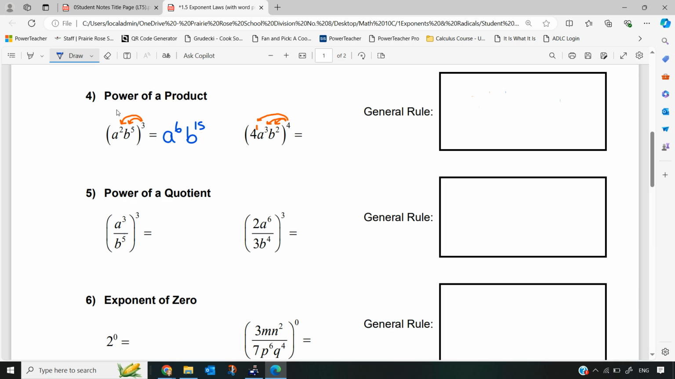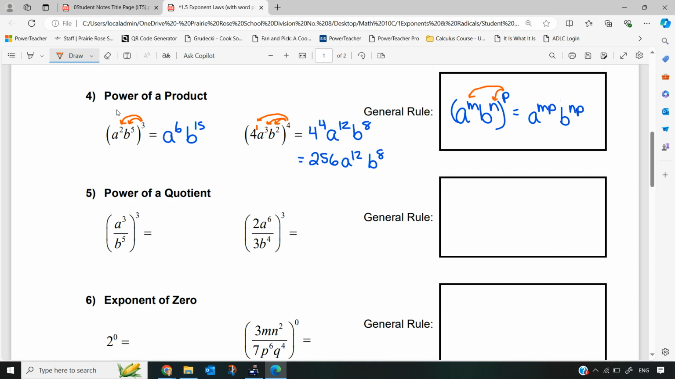So that would give us 4 to the 1 times 4, which is 4 to the 4th, and then a to the 3 times 4, so a to the 12th, and then b to the 2 times 4, which is b to the 8th. You can go one step further and evaluate. 4 to the 4th is 256, so we have 256, a to the 12, b to the 8. When we're writing our general rule, we're going to have a to the m times b to the n, and we'll raise that to the pth power, which is going to give us a to the mp times b to the np. So we're distributing that exponent to all the exponents within that bracket.